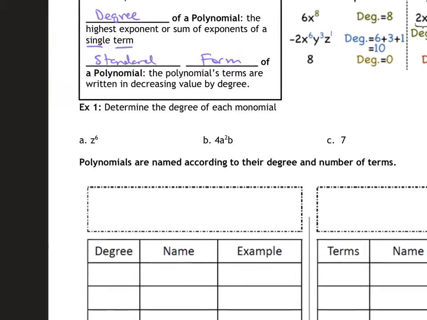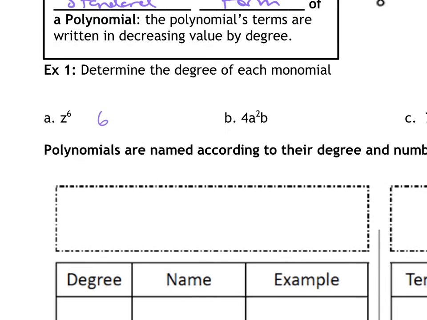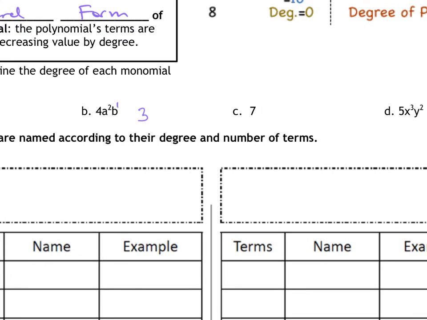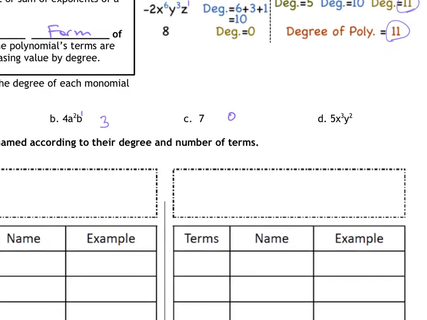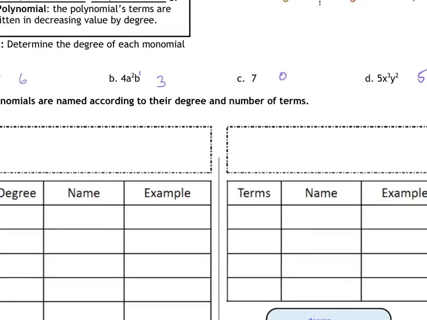So we're finding the degree of each monomial here. Z to the 6th, that just has a degree of 6. 4a squared b to the first, 2 plus 1 is 3. 7 does not have a variable, so that is a degree 0. It is a constant. And then 5x to the third, y to the second, 3 plus 2 is 5. So we're adding the exponents of just the variables here.